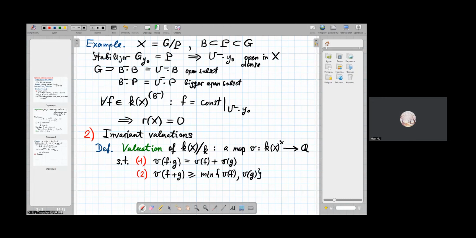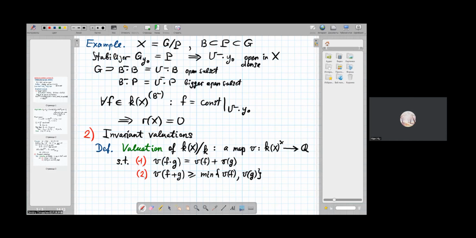You mean the valuation is of k(X) over k, right? Yes, this is the definition. The definition of this valuation in Q, not in k. Yes, this map takes values in rational numbers. So what does the over k mean? You'll see it in a moment, because I haven't finished the definition.